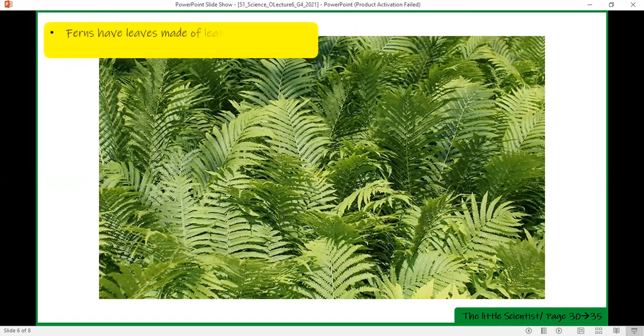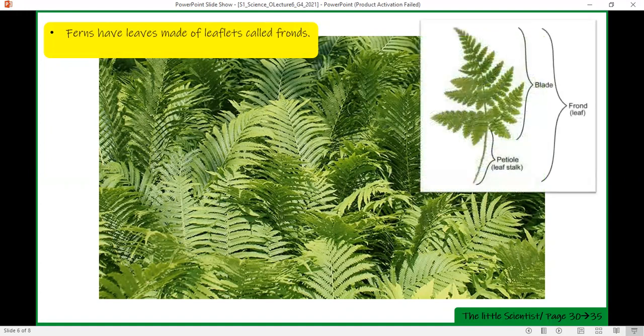The fern plant. Fern plants are also non-seed plants. Look at the leaf of a fern plant. The fern plant has leaves made of smaller leaflets. So here is the leaf, and the leaf is called a frond.